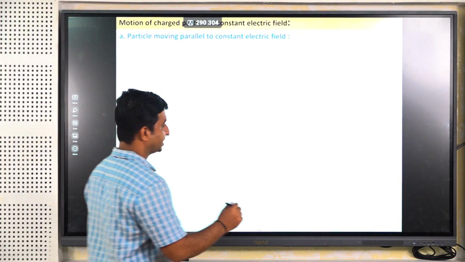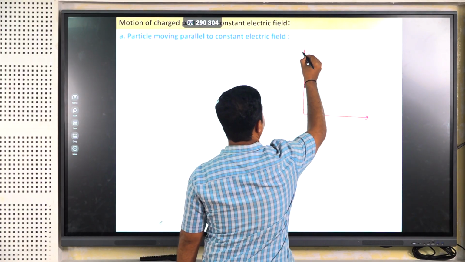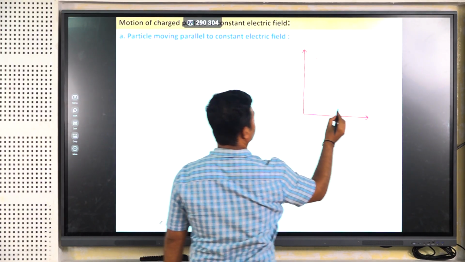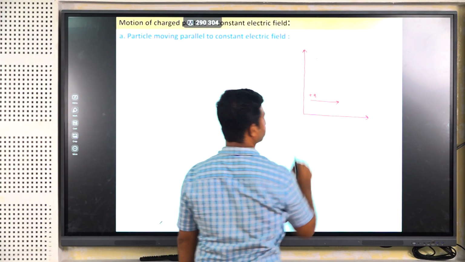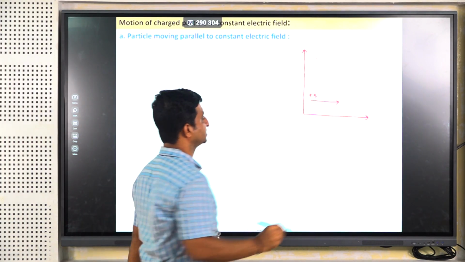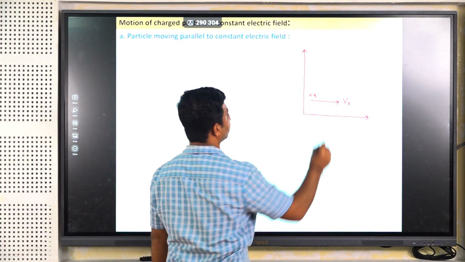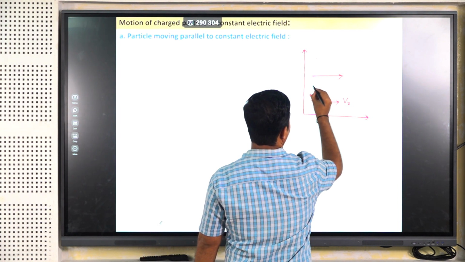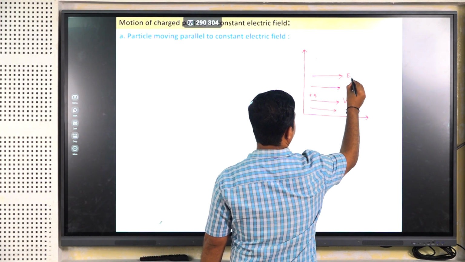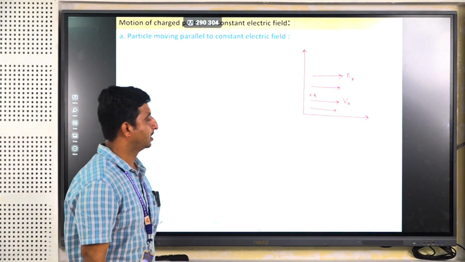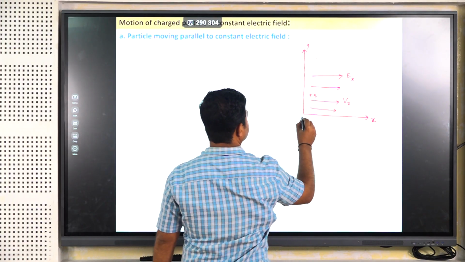So let me consider one charged particle which is moving along the x-axis. This is a charged particle plus Q which is moving along the x-axis having the velocity Vx, and we are applying the electric field along the x-axis, which is parallel to the moving charged particle. This is the electric field along the x-axis. Let me consider this is the x-axis, this is the y, and this is the z-axis.